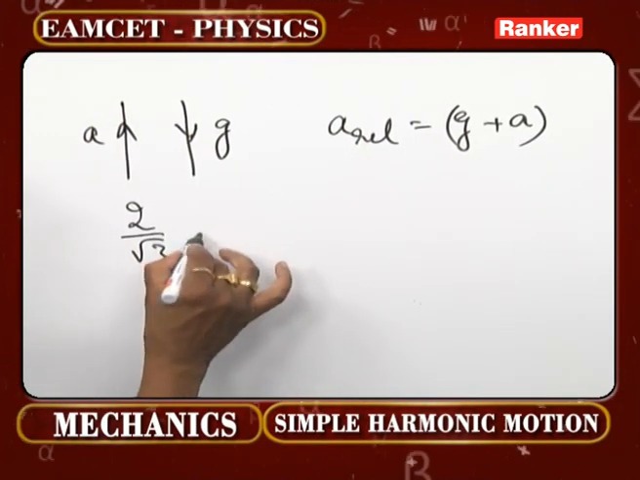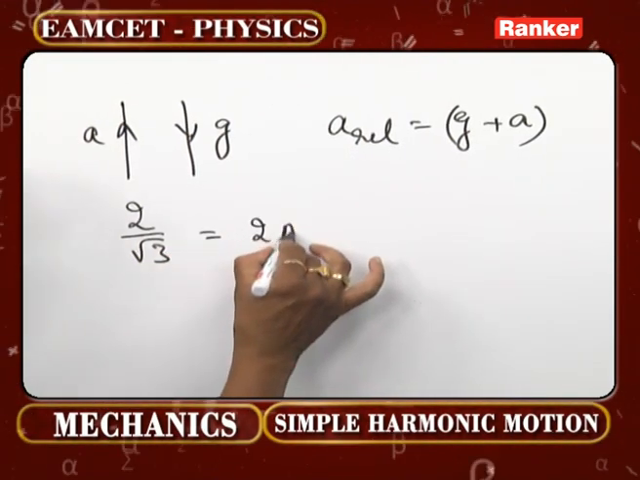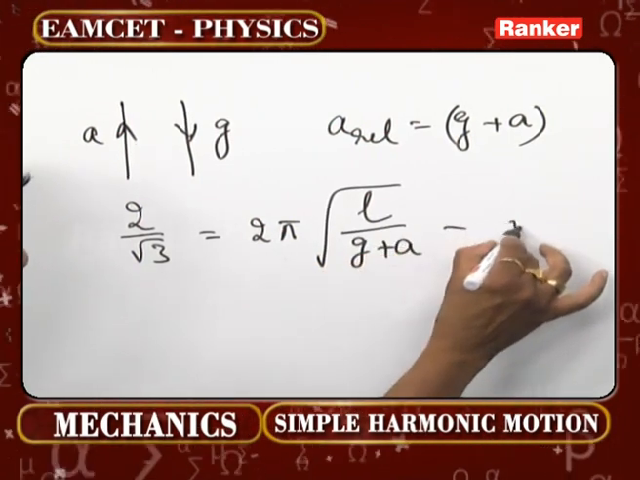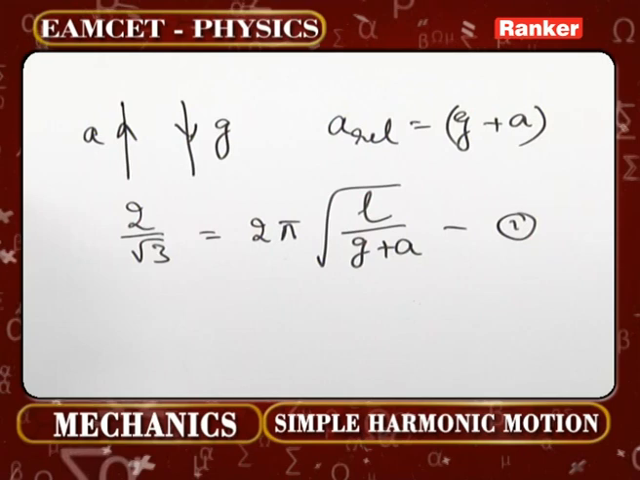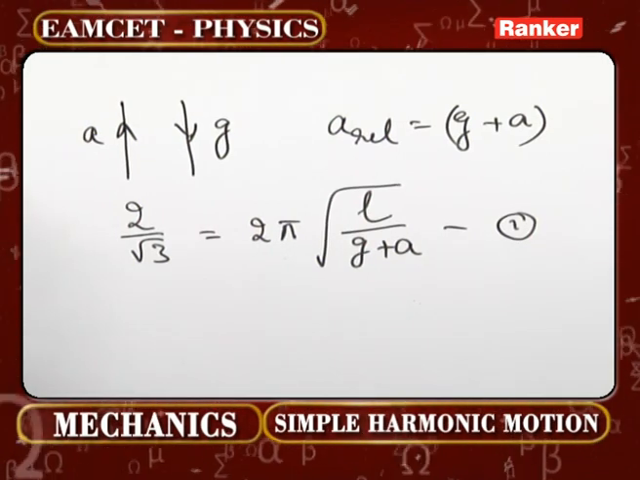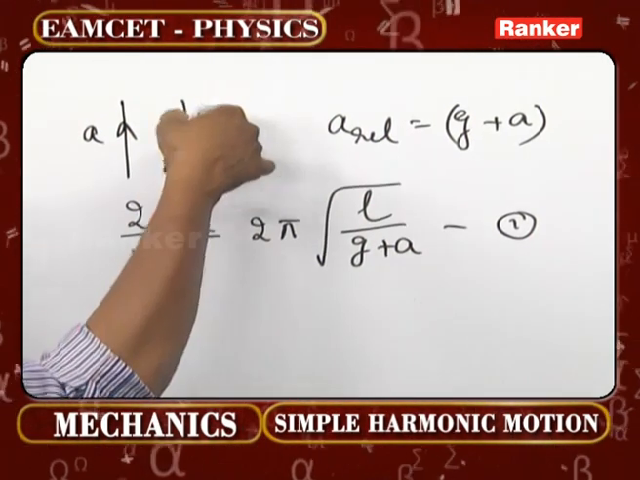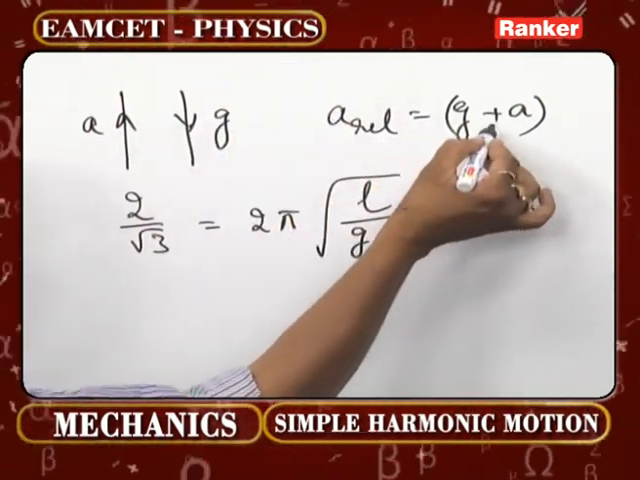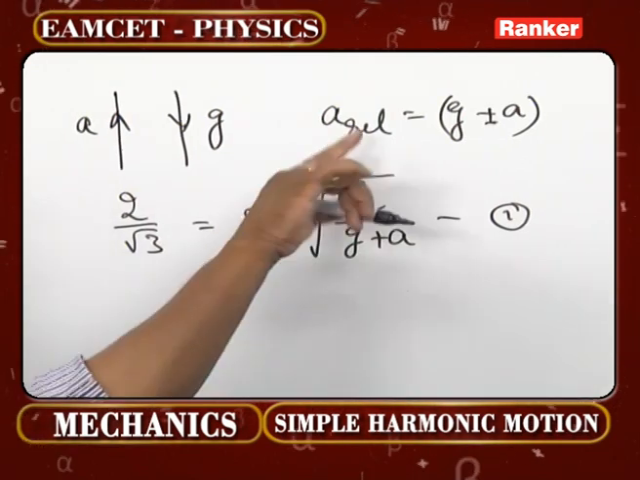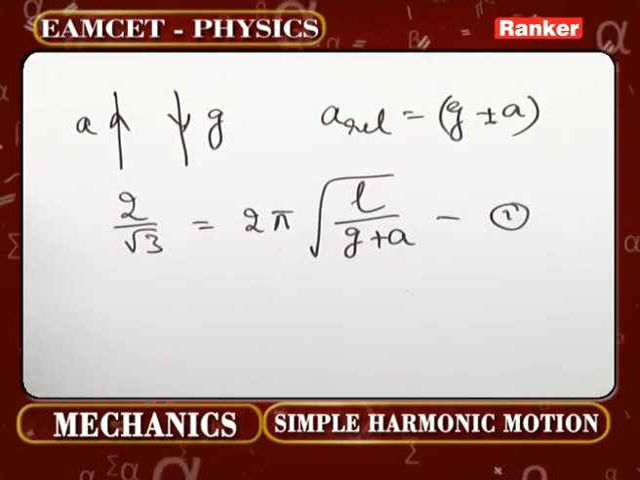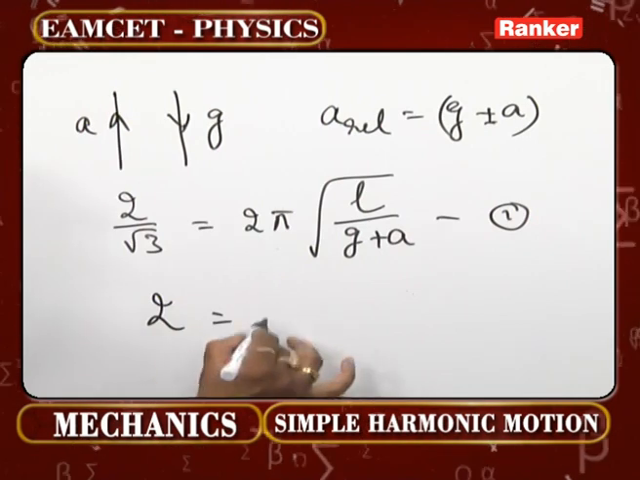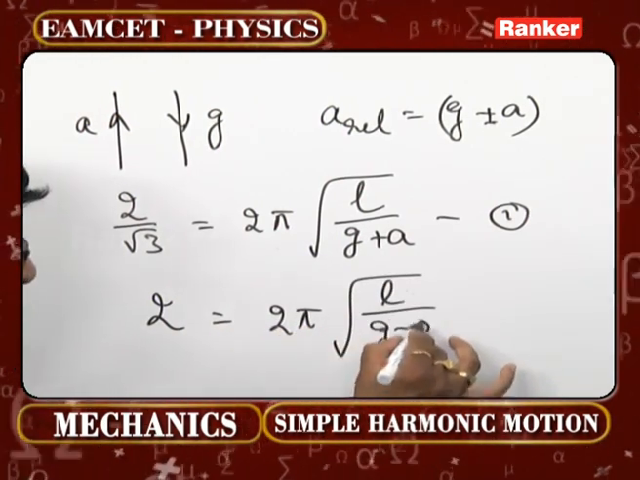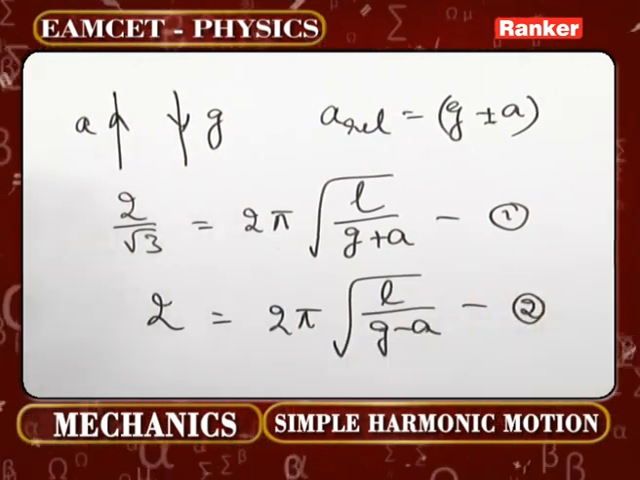2 by root 3 is equal to 2 pi under root L by (G plus A). That is the first equation for us. And what is going to be the second equation? With the same acceleration, when it is going downward, what will be the relative acceleration? I have already briefed you earlier. It becomes G minus A. Then what will be the time period given? It is 2 seconds that is given, 2 pi under root L by (G minus A). That is the second equation.